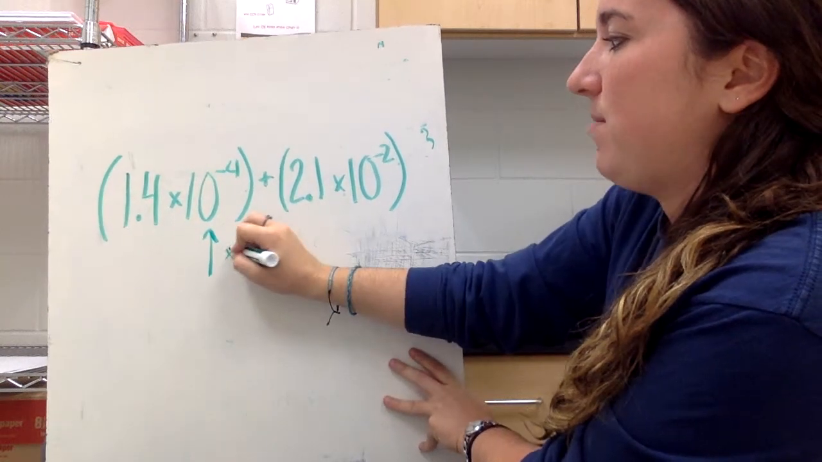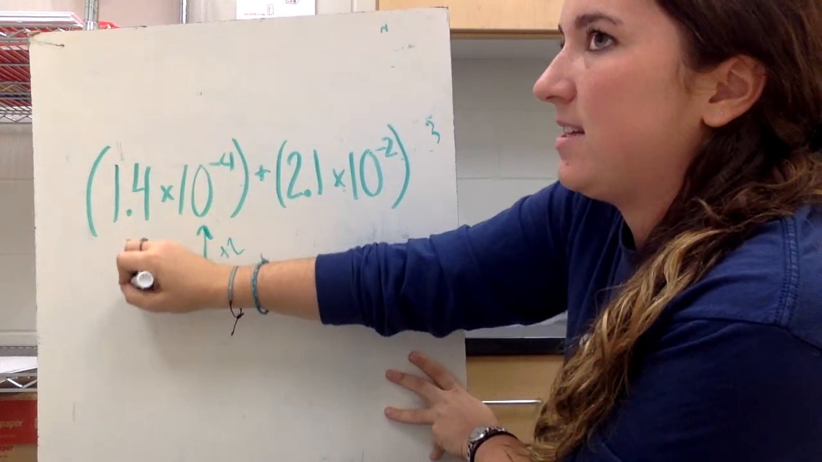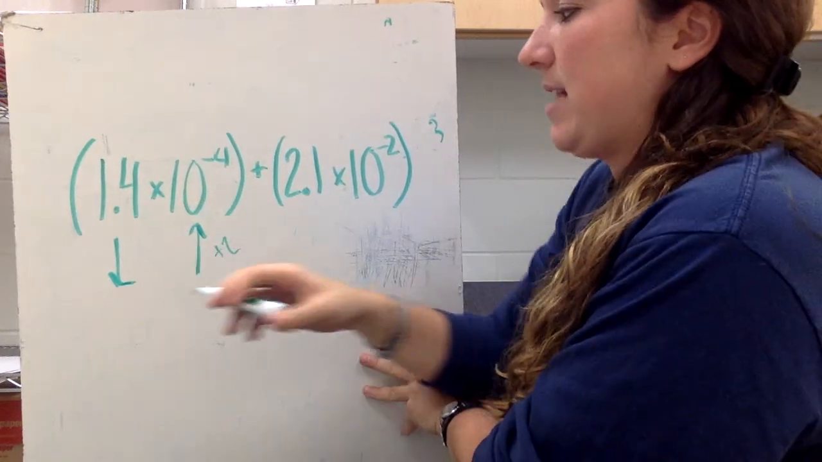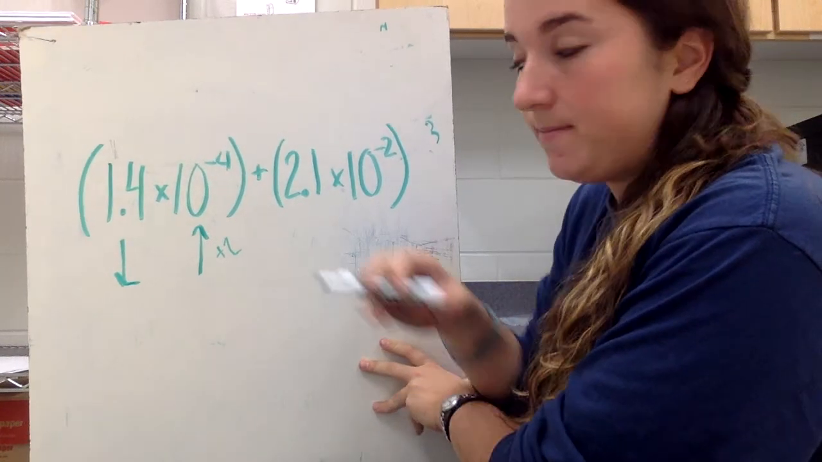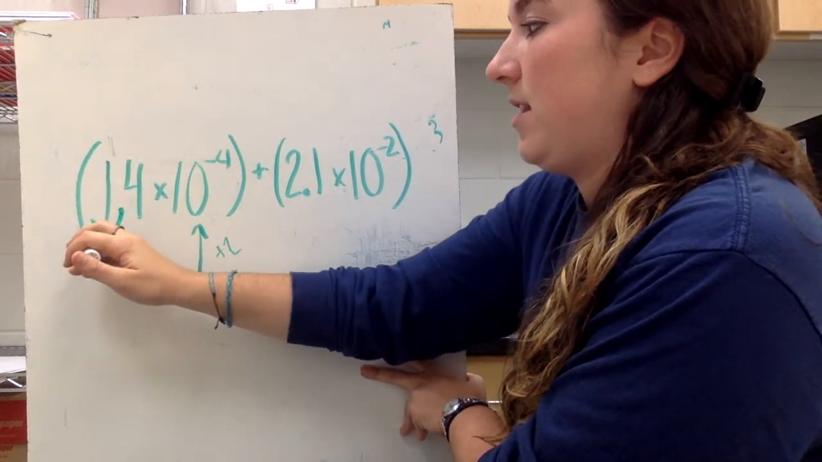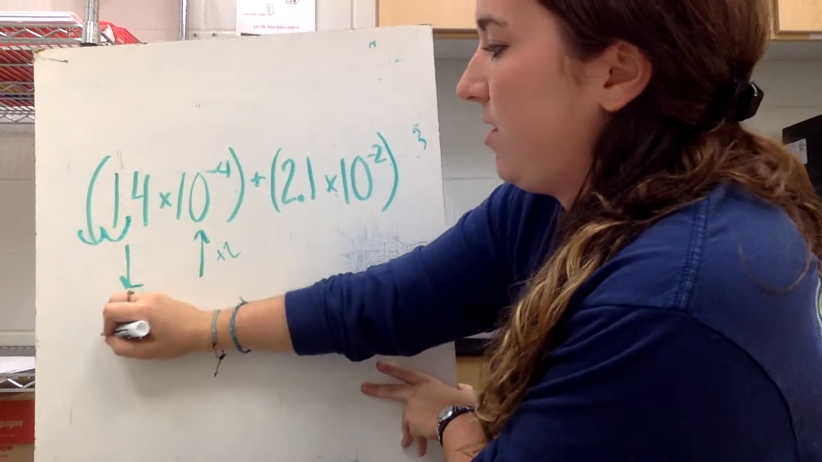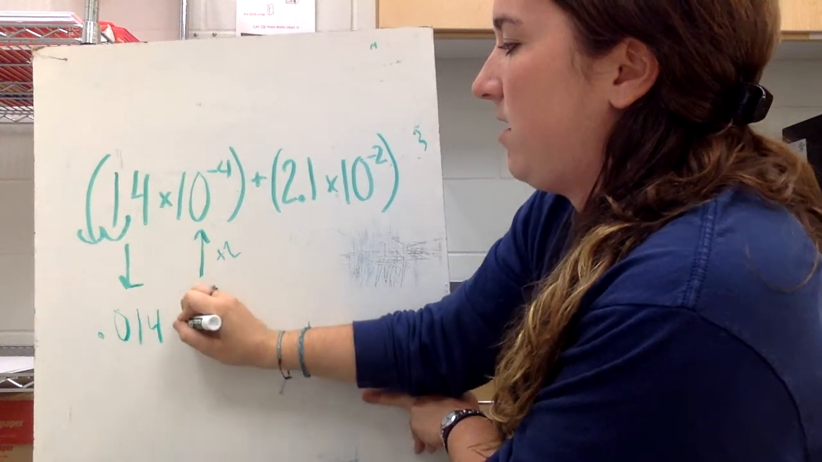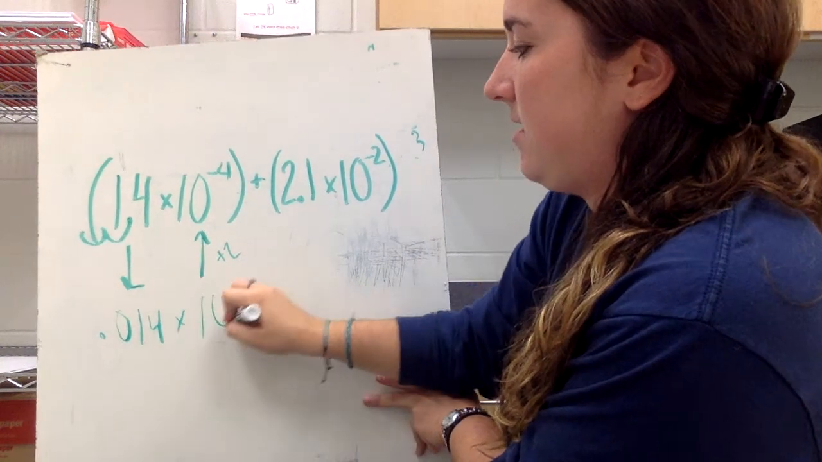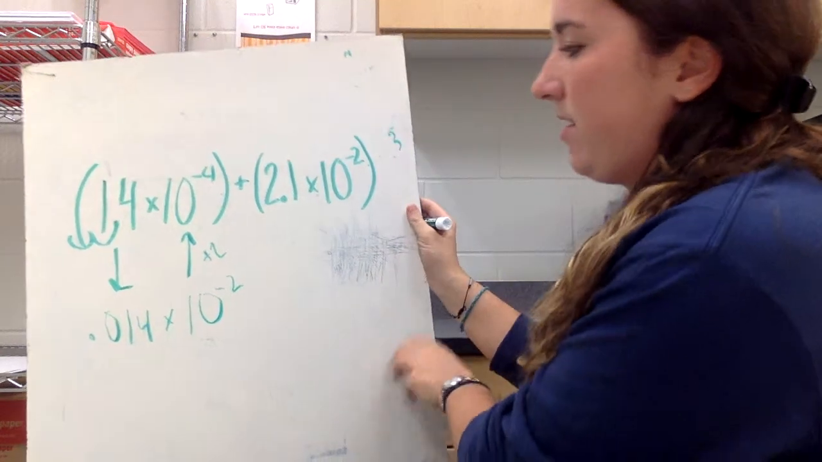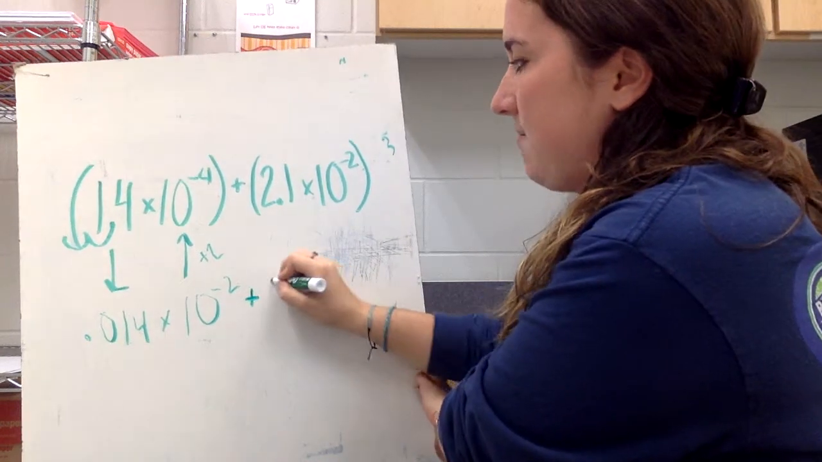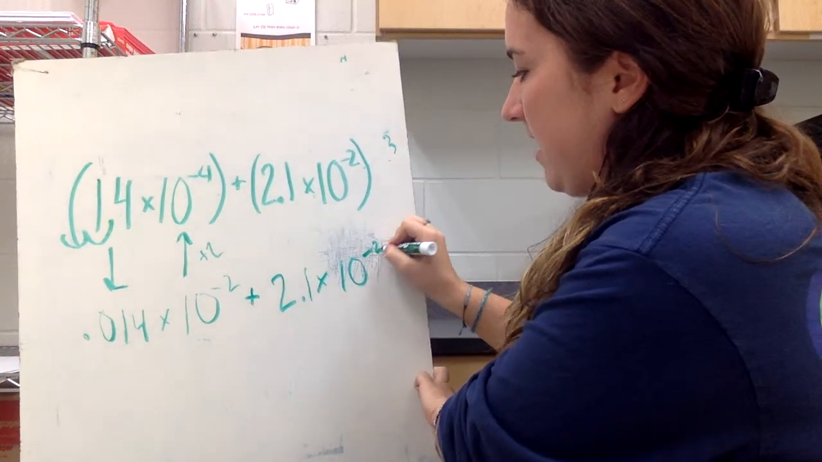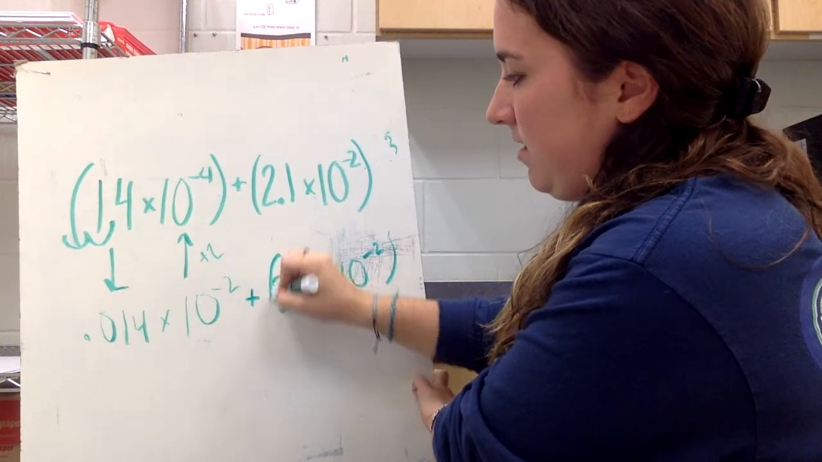I need to add 2 to my exponent, which means that I have to make this smaller by moving the place value 2 times. Which direction am I going to move it in? I'm going to move it to the left because we're making it smaller. So I have 0.014 times 10 to the -2nd power, and then this one stays the same, plus 2.1 times 2 and 1/10 times 10 to the negative second power.